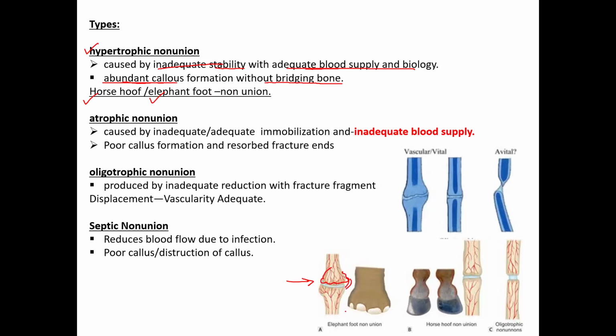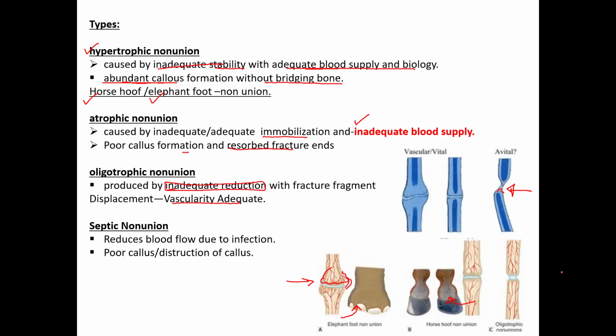It is of two types. One resembles this one. This is called elephant foot or horse hoof type. And atrophic, as I told, here immobilization is not a problem. Here the problem is inadequate vascularity. What happens when there is poor vascularity? The fracture ends will get resorbed and there is no callus formation. This is what we have in atrophic non-union. Oligotrophic, as I told, there is no vascularity problem, vascularity is adequate, but there is inadequate reduction.